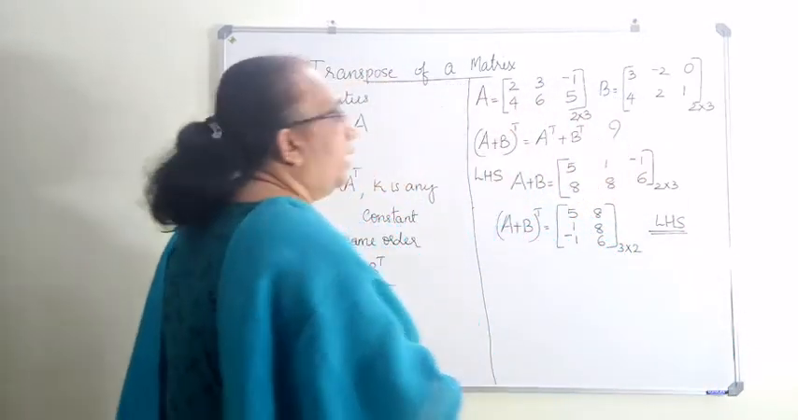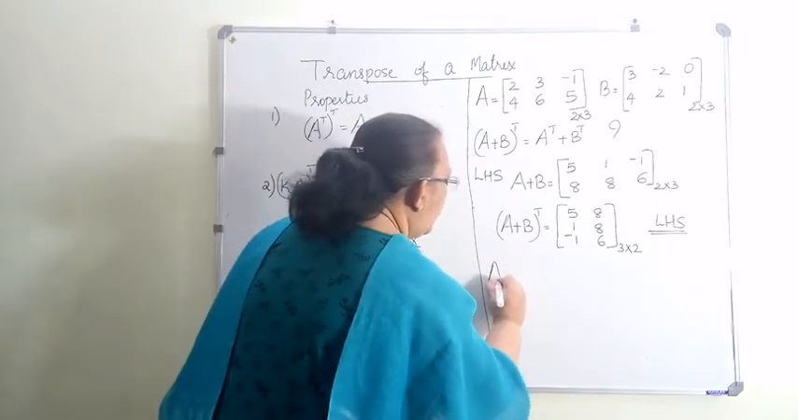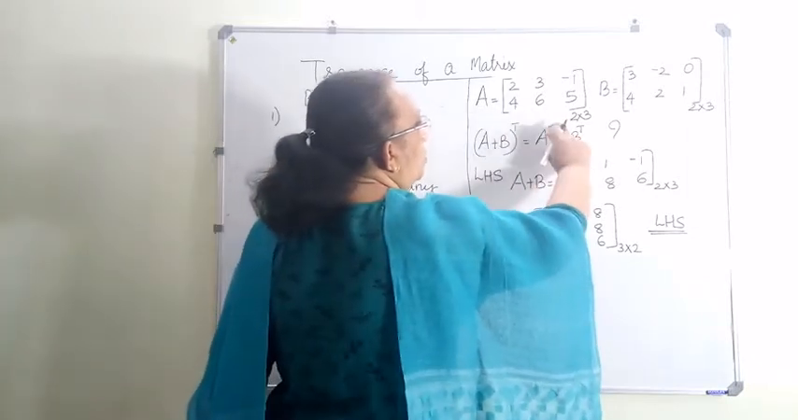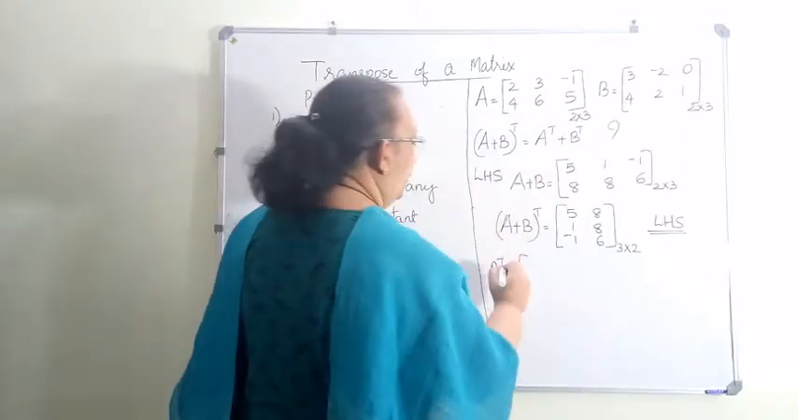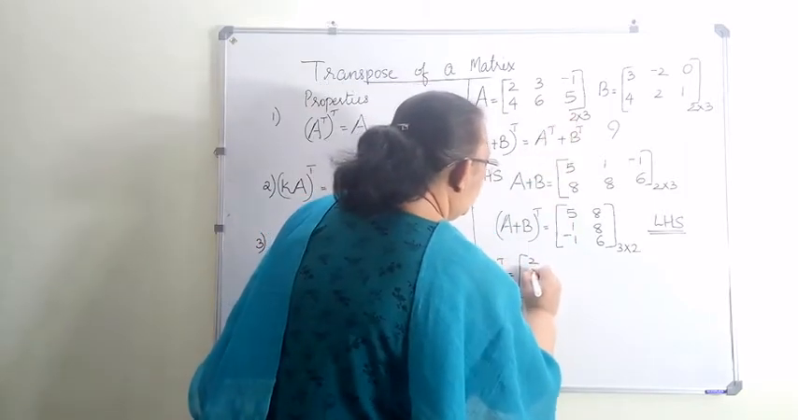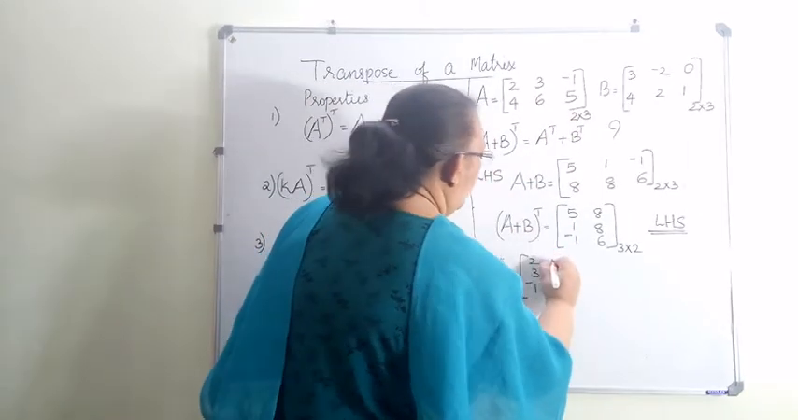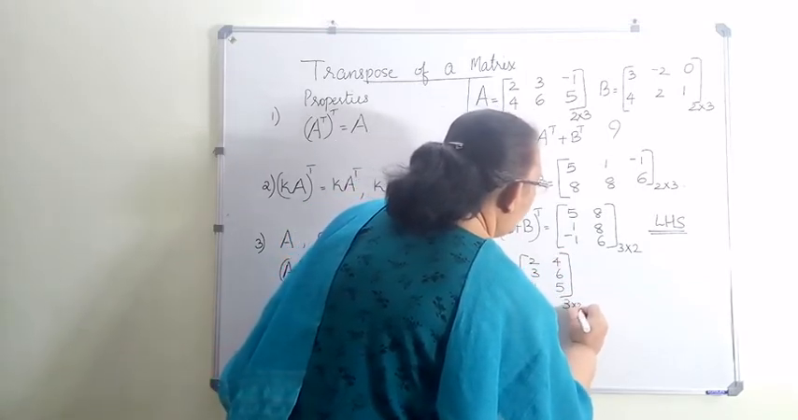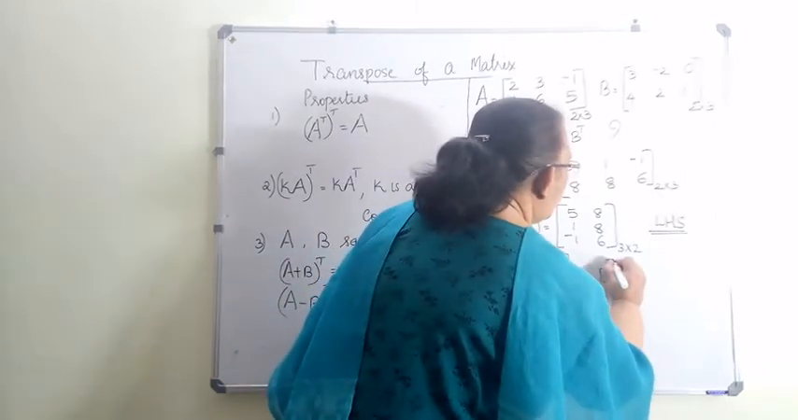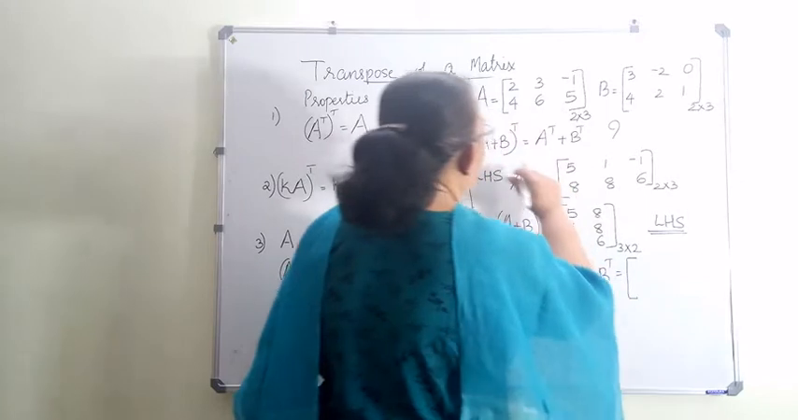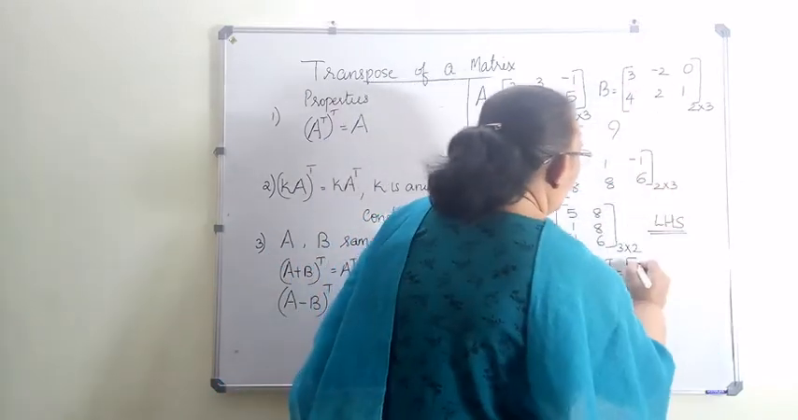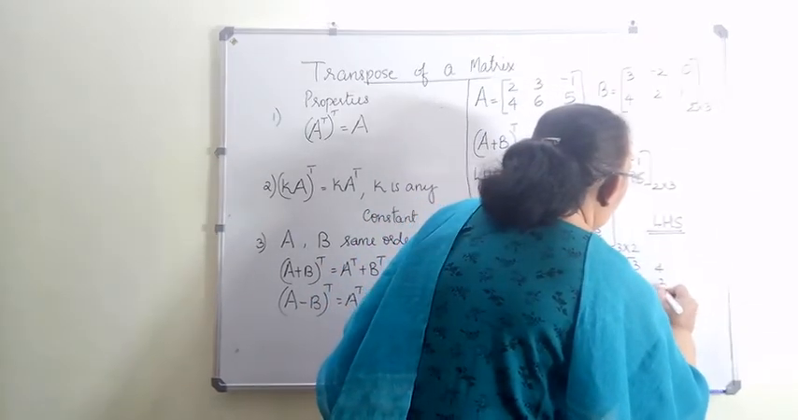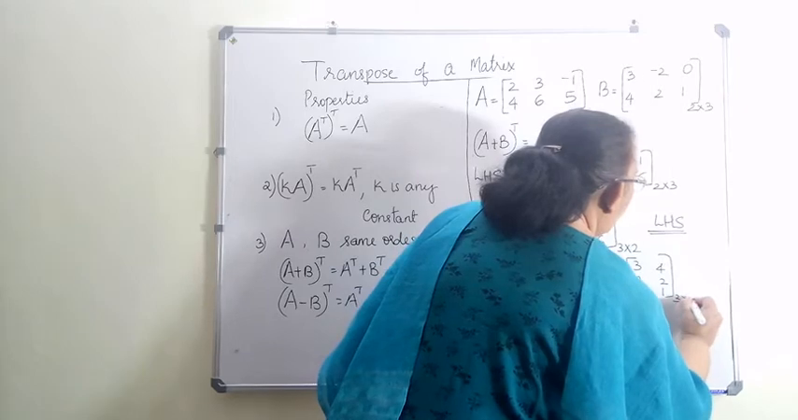Now, coming to the RHS. RHS is A transpose plus B transpose. A is a 2 by 3 matrix. So, A transpose will be, first row becomes first column: 2, 3, minus 1, 4, 6, 5. And it is of order 3 by 2. And B transpose is equal to, again, row becomes a column: 3, minus 2, 0, 4, 2, 1. It is also of order 3 by 2.